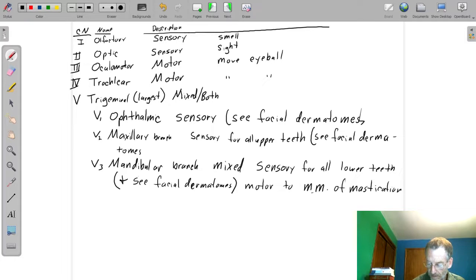So what kind of motor? Would that be somatic or autonomic motor? Yeah, it'd be somatic, going to voluntary skeletal muscles. So that's 5. And then cranial nerve 6 is the abducens. And I've seen it spelled as abducens with an S or abducent with a T at the end. It doesn't really matter, I'll take either one. And this one is back to motor only and moves the eyeball.